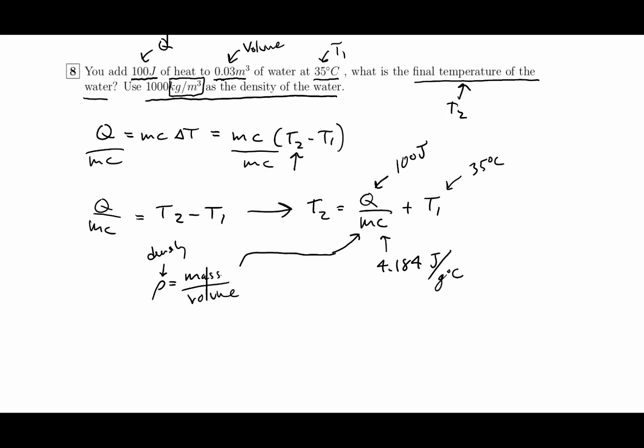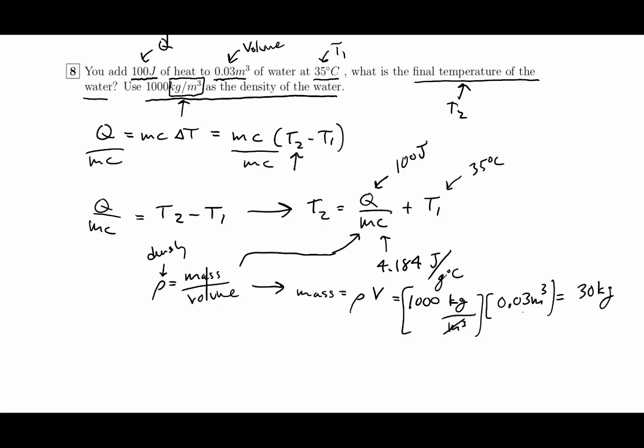And so we want to solve this equation for the mass. So the mass is equal to the density multiplied by the volume. It gives us the density as 1,000 kilograms per meter cubed, and then we're given the volume as 0.03 meters cubed. This is equal to 30 kilograms, because the meter cubed cancels, which is equal to 30 times 10 to the third grams. Okay, so now we have our mass, so this goes right there.